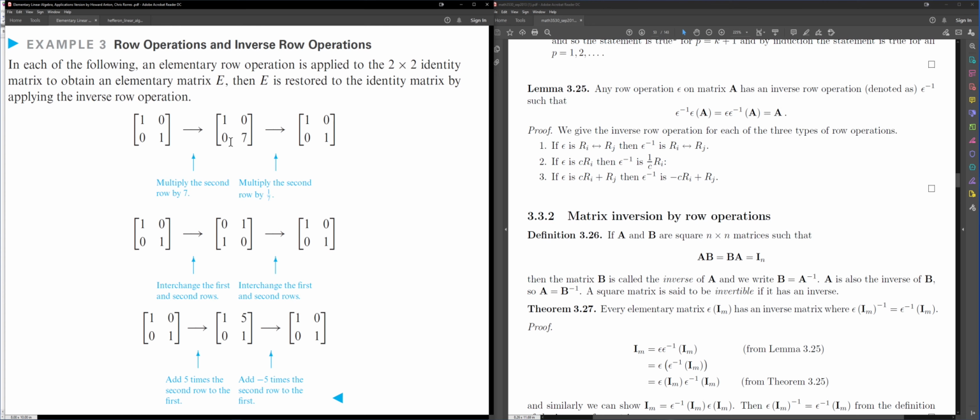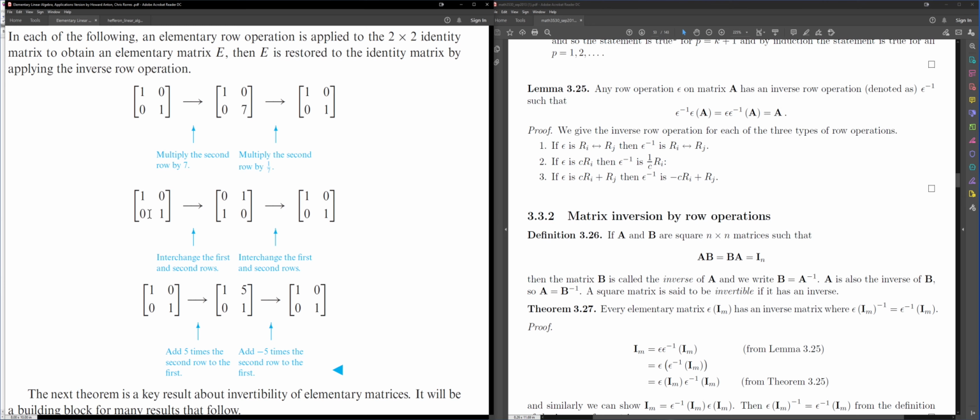And then to reverse the effect of this row operation, if I want to get back to my original matrix, what I need to do is multiply row 2 by 1/7. If I multiply row 2 by 1/7, I get back my original matrix. And that's an example of part 2 over here, where in this case c is equal to 7, and it's R2, so you're looking at row 2.